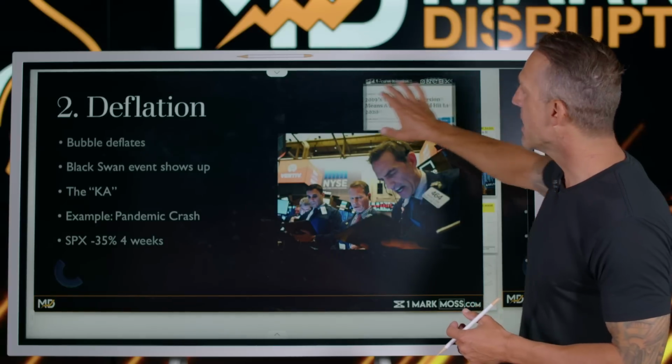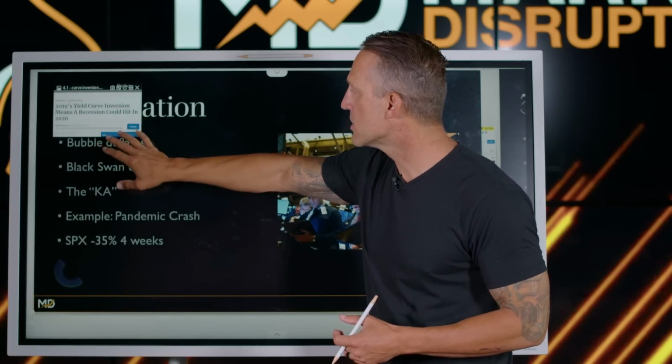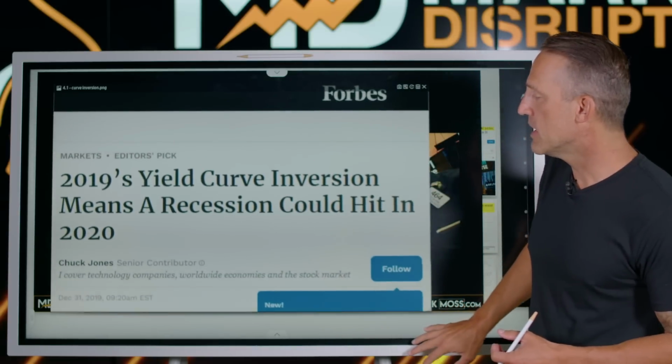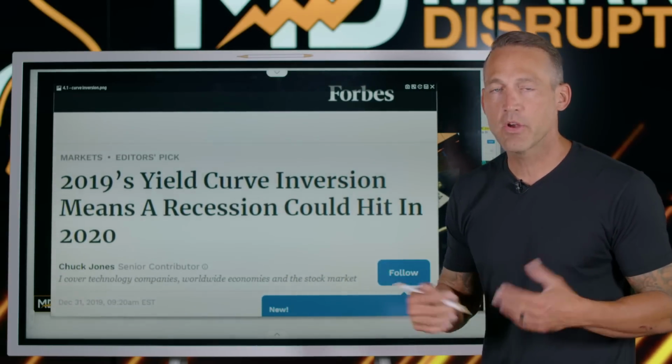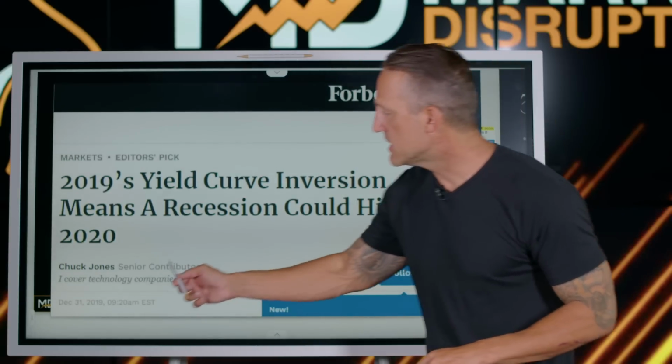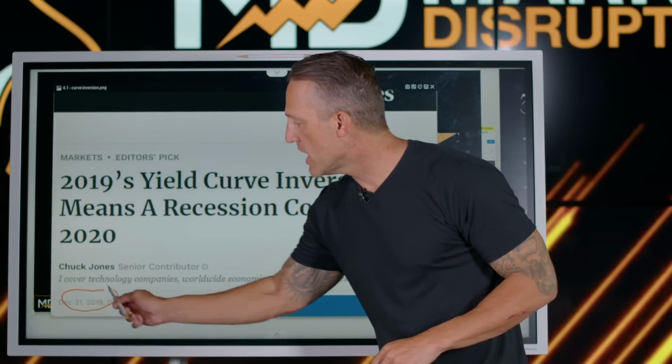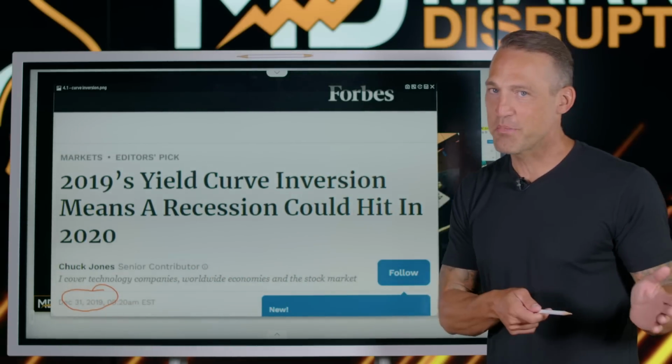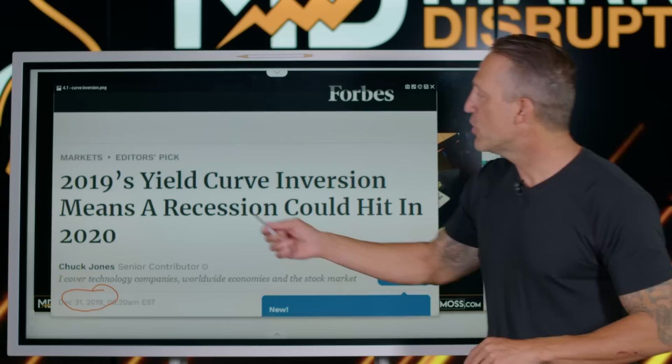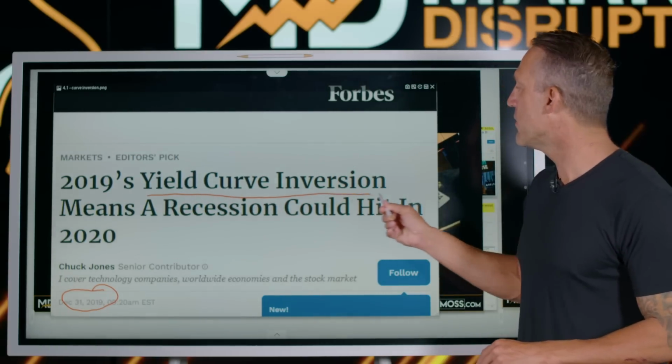Let me give you an example of this so we can actually see how this works. A lot of people think that the 2020 pandemic crash was a black swan event, which it sort of was. But the deflation was already happening. The deflation is already happening, then a black swan event comes in. What do I mean by that? Well, we can see here, this is dated in 2019, obviously before the 2020 crash. In 2019, the yield curve inverted.